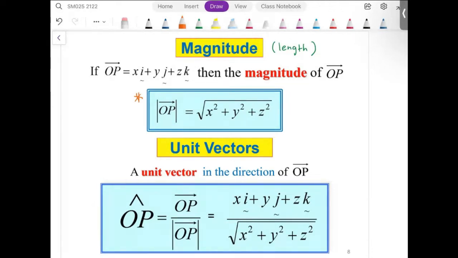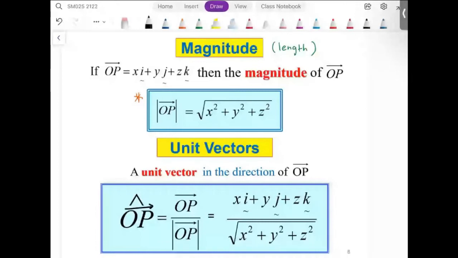Okay. After that, we have a unit vector. So when it comes to unit vector, our notation would be OP. OP is a vector. Ada cap kat atas tu. Oh, saya salah buat. Ada wave lah. OP vector, above of it dia ada cap macam tu. That is unit vector punya symbol.